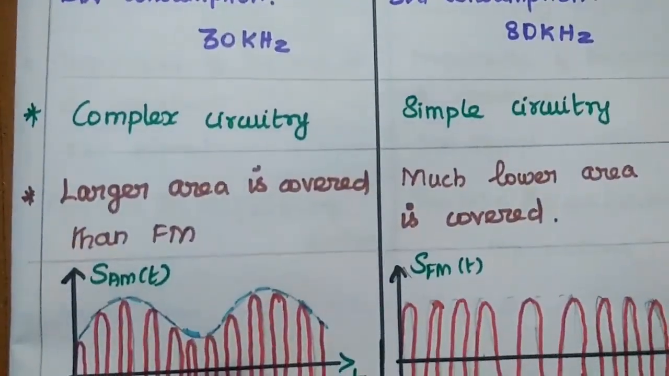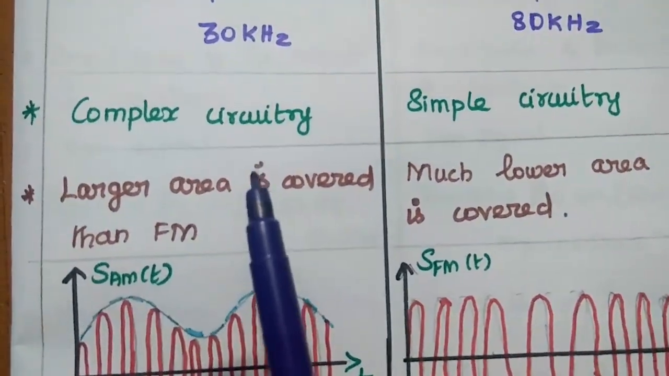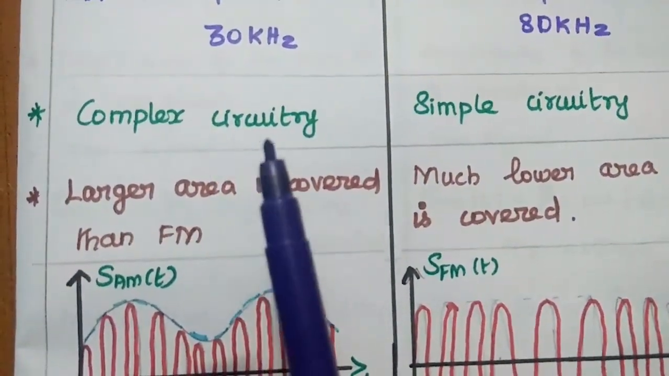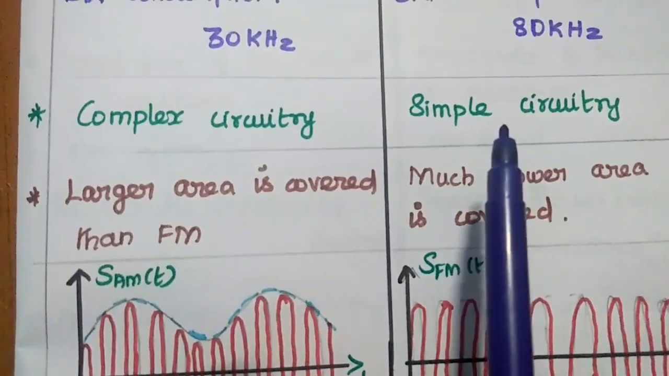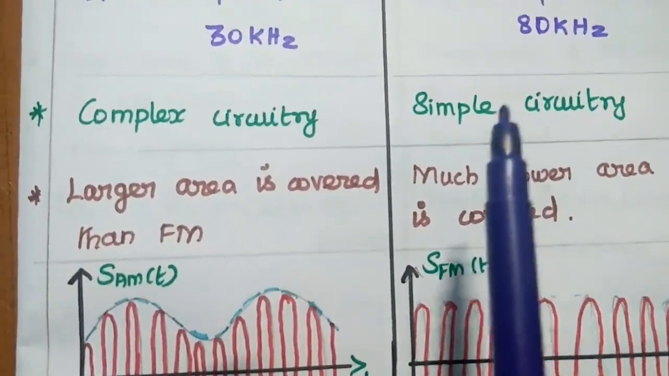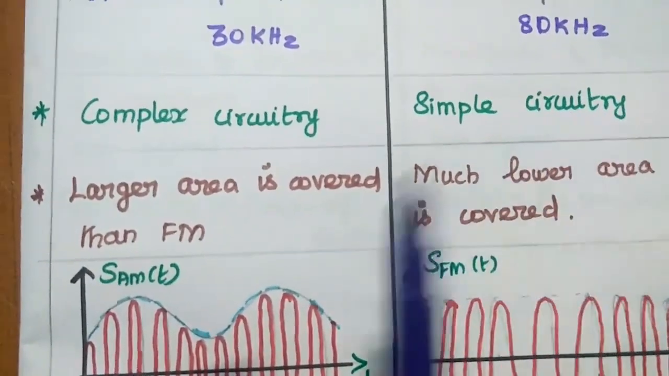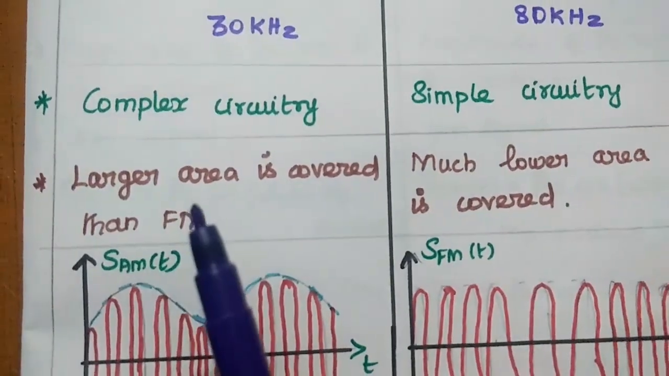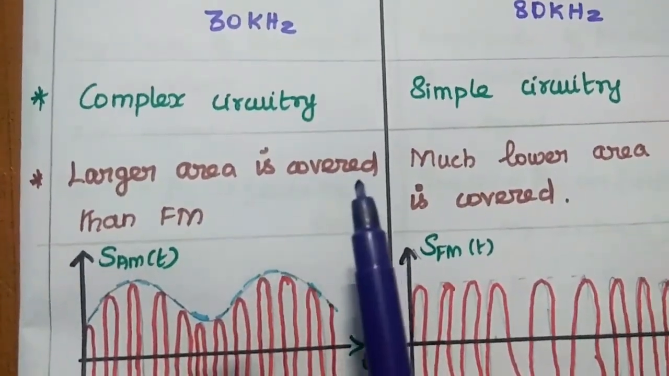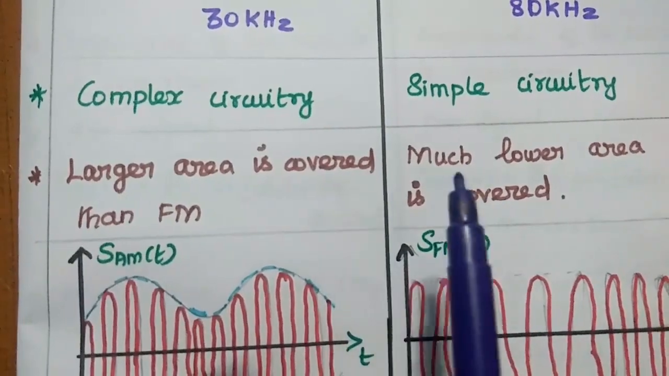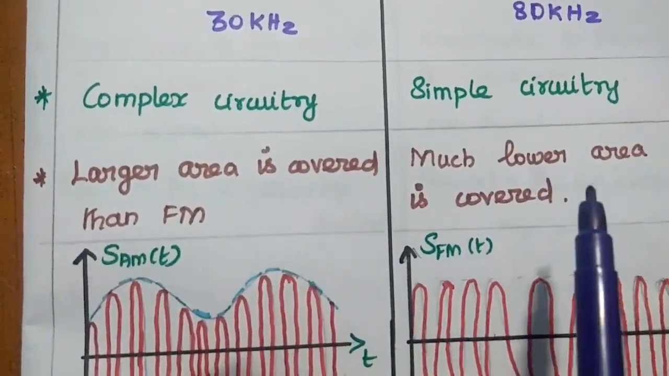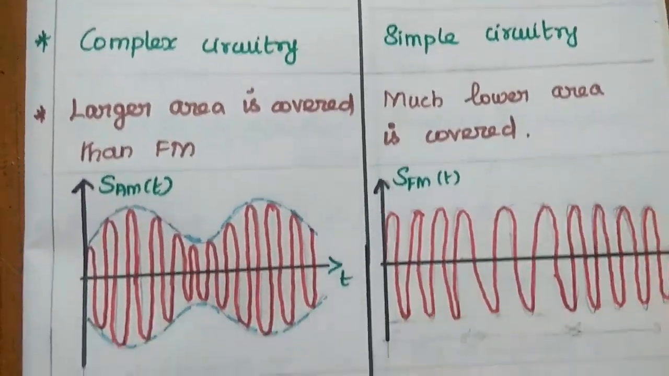The circuitry of modulation and demodulation is very complex in FM. In AM, it is a very simple circuitry. In AM, a larger area is covered than FM. Here, a much lower area is covered.